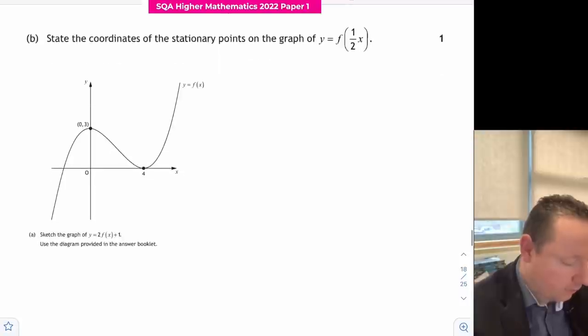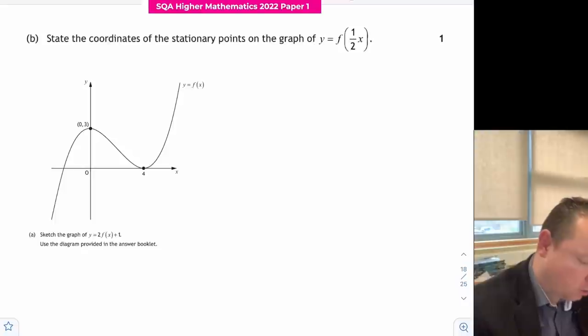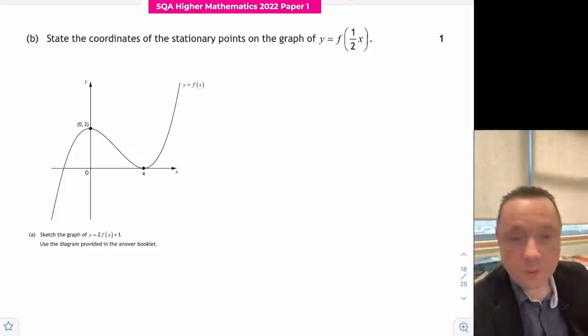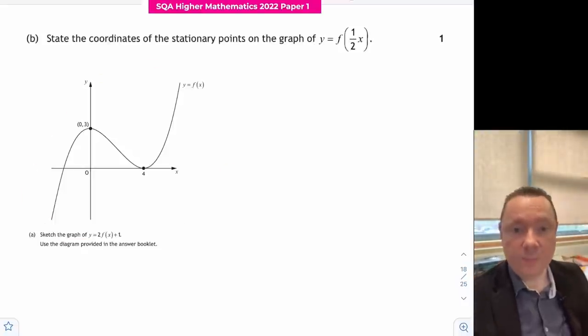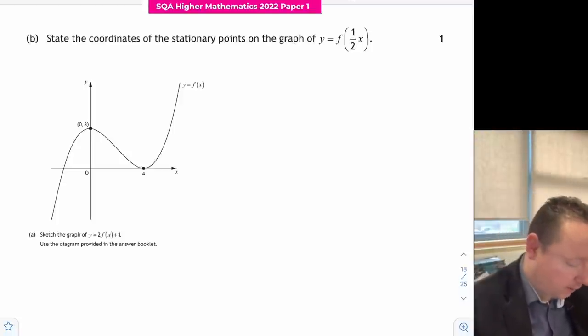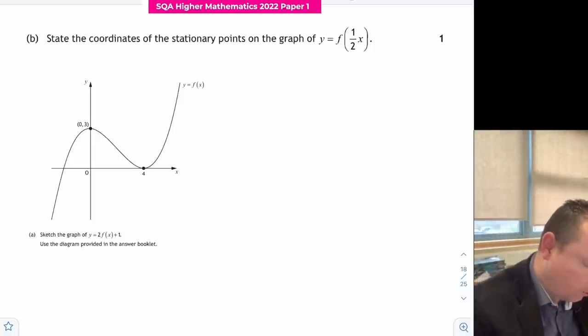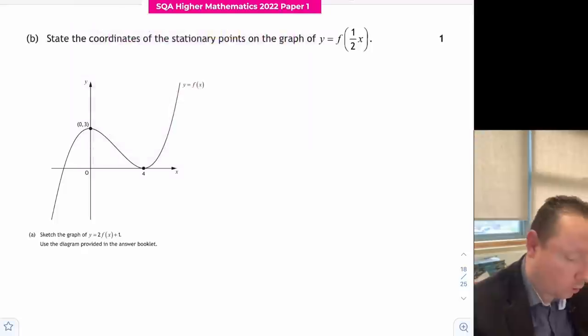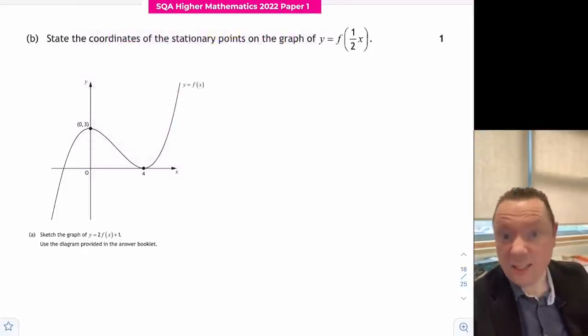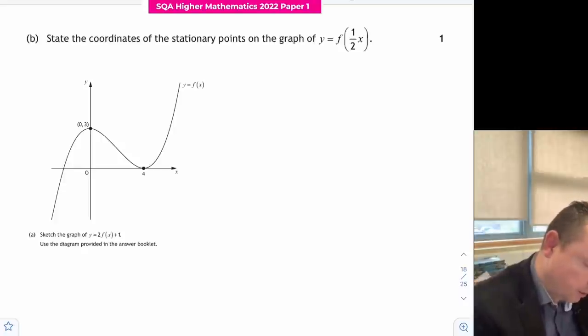Part B says, state the coordinates of the stationary points of the graph y equals f of a half x. So let's start off with the original graph again. So we're saying that x is being halved. So what does that mean? It means that we can work out that (0, 3) would turn into (0, 3) still, because half of 0 or doubling 0 still gives you 0. So (0, 3) is still (0, 3).